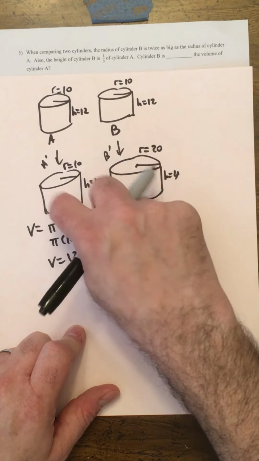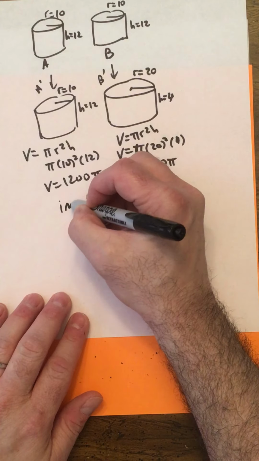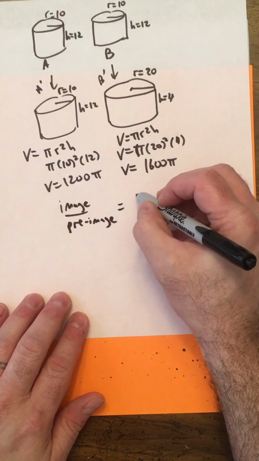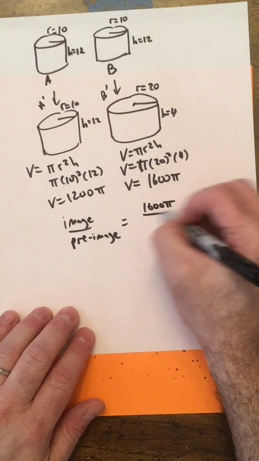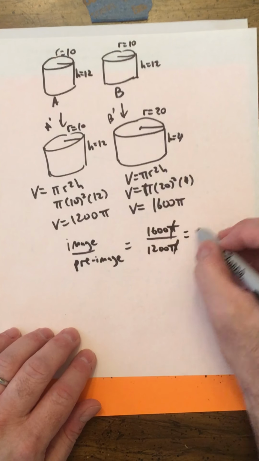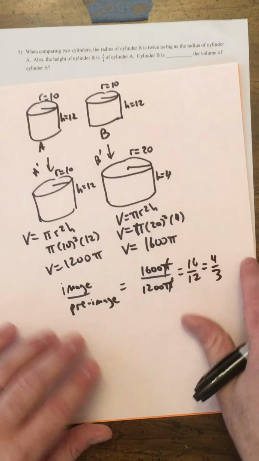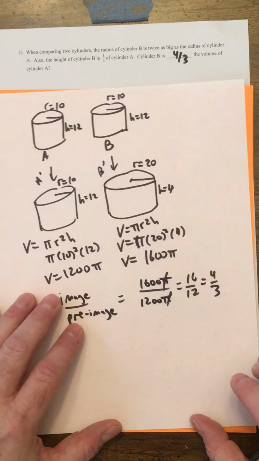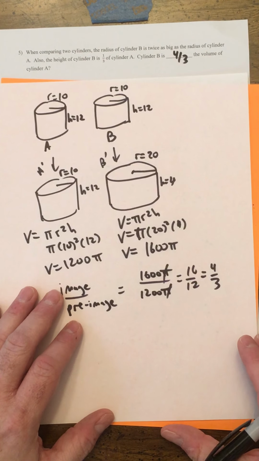This is like our image over our pre-image. So if we do image over pre-image and put those numbers in, we're going to get image is 1600 pi over pre-image, which is 1200 pi. The pi's will cancel out. This reduces to 16/12, which reduces further to 4/3. So we could fill in the answer here of 4/3 the volume. Okay, make sense?